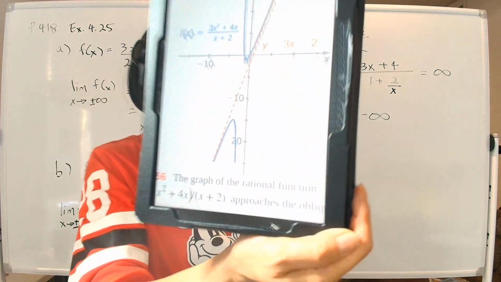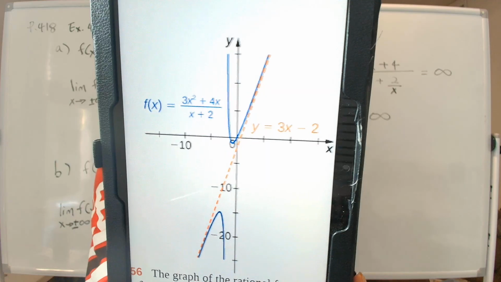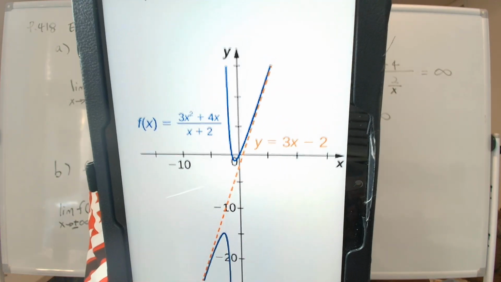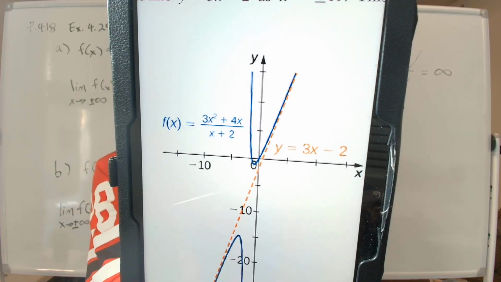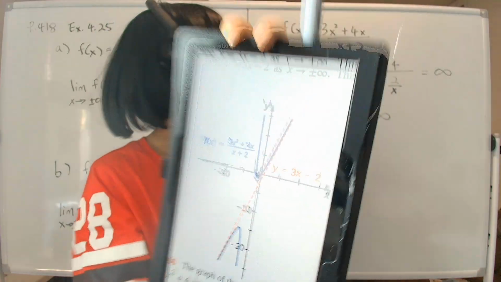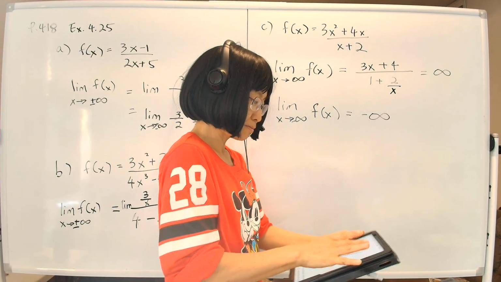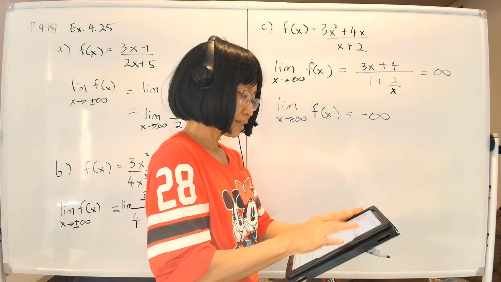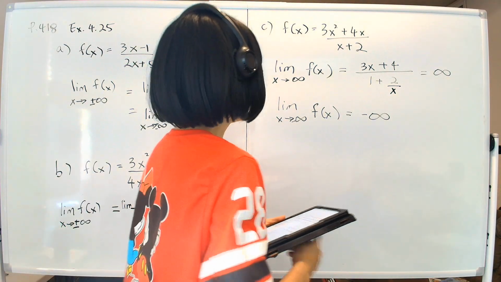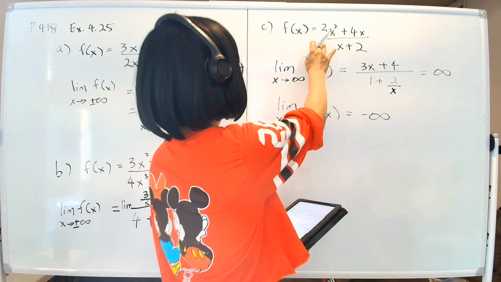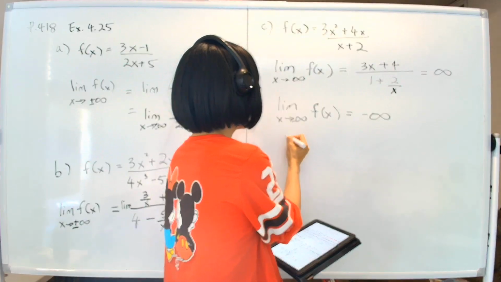Well, they draw it a little differently. See the red line? That's called an oblique asymptote, because the function is approaching the line y equals 3x minus 2. How are we going to calculate that? To show that, let's look at it more carefully. First, we can break down this function f of x.